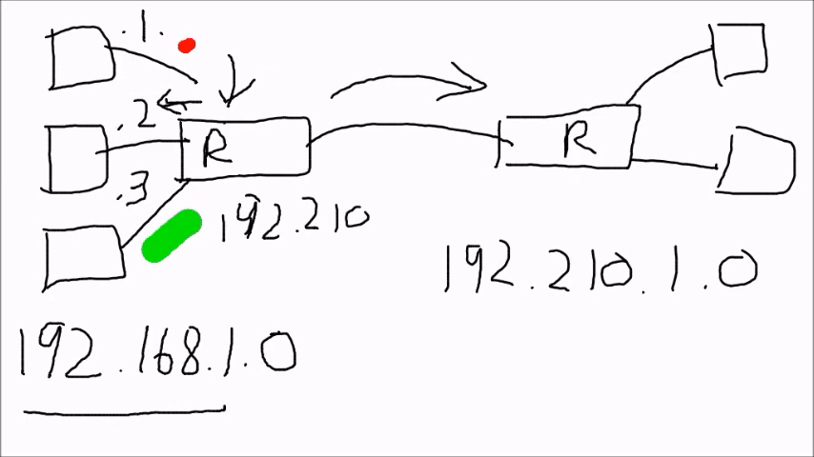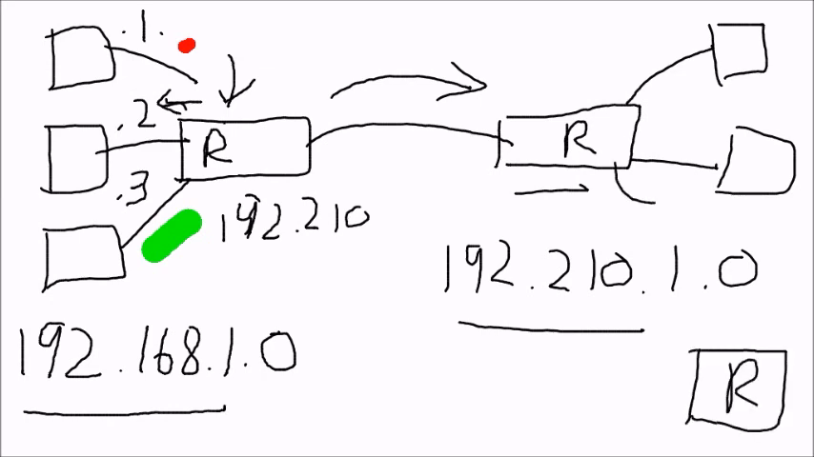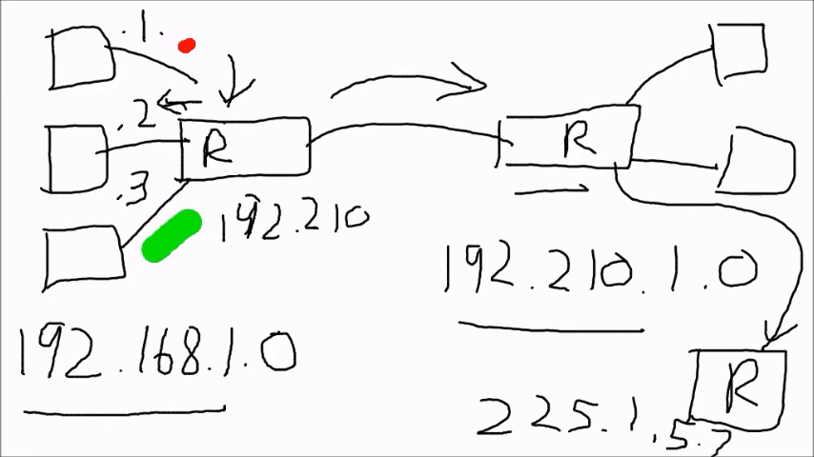And the other router does the same thing. He looks over and he says, oh, this message is for 192.210, that's for me, and now I'm going to send it to the right computer on my network. Or maybe it's not for him at all. Maybe he's connected to another router over here, and this router's address is 225.1.5.7, and this message was sent to that address.